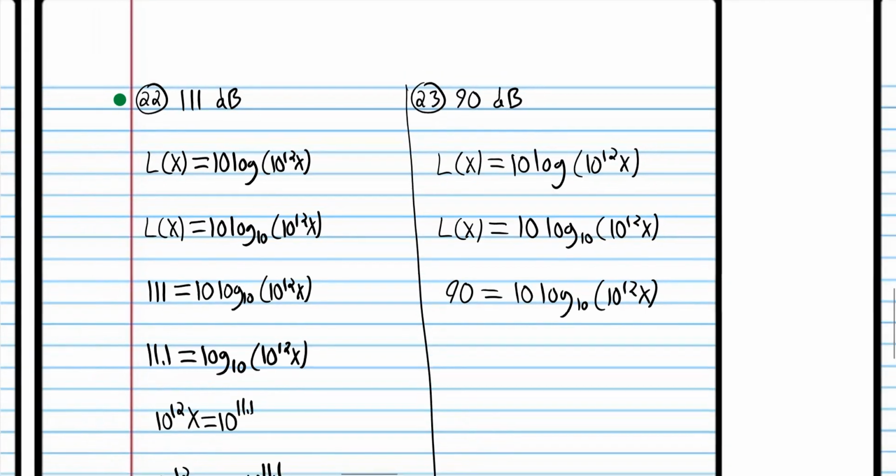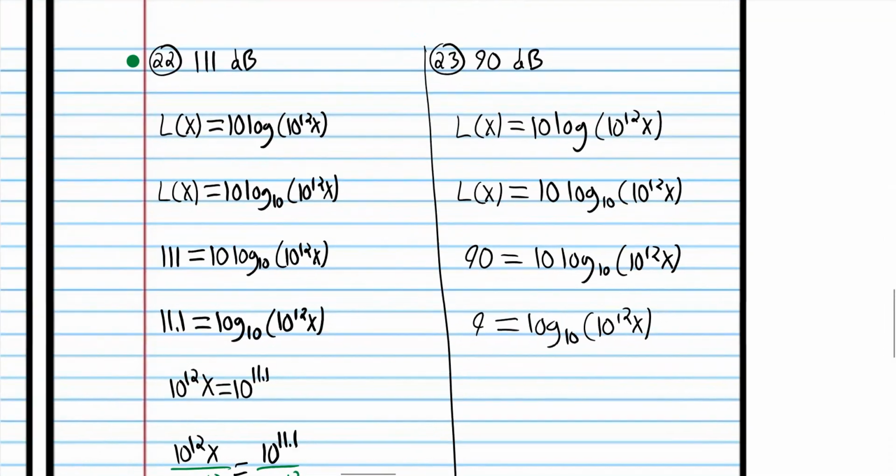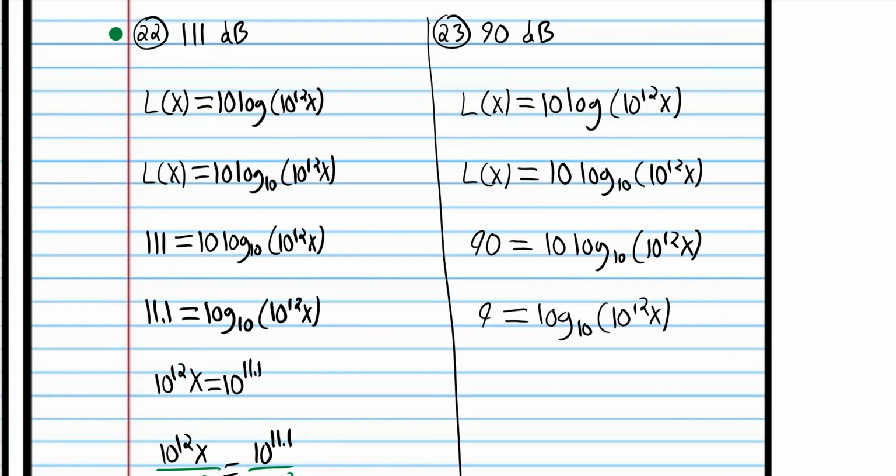So we're plugging in 90 for L of x. Then we're going to divide both sides by 10. And we get 9 is equal to log base 10 of 10 to the 12th times x. And at this point we're stuck. There's nothing we can really do unless we translate from a logarithmic equation to an exponential equation.